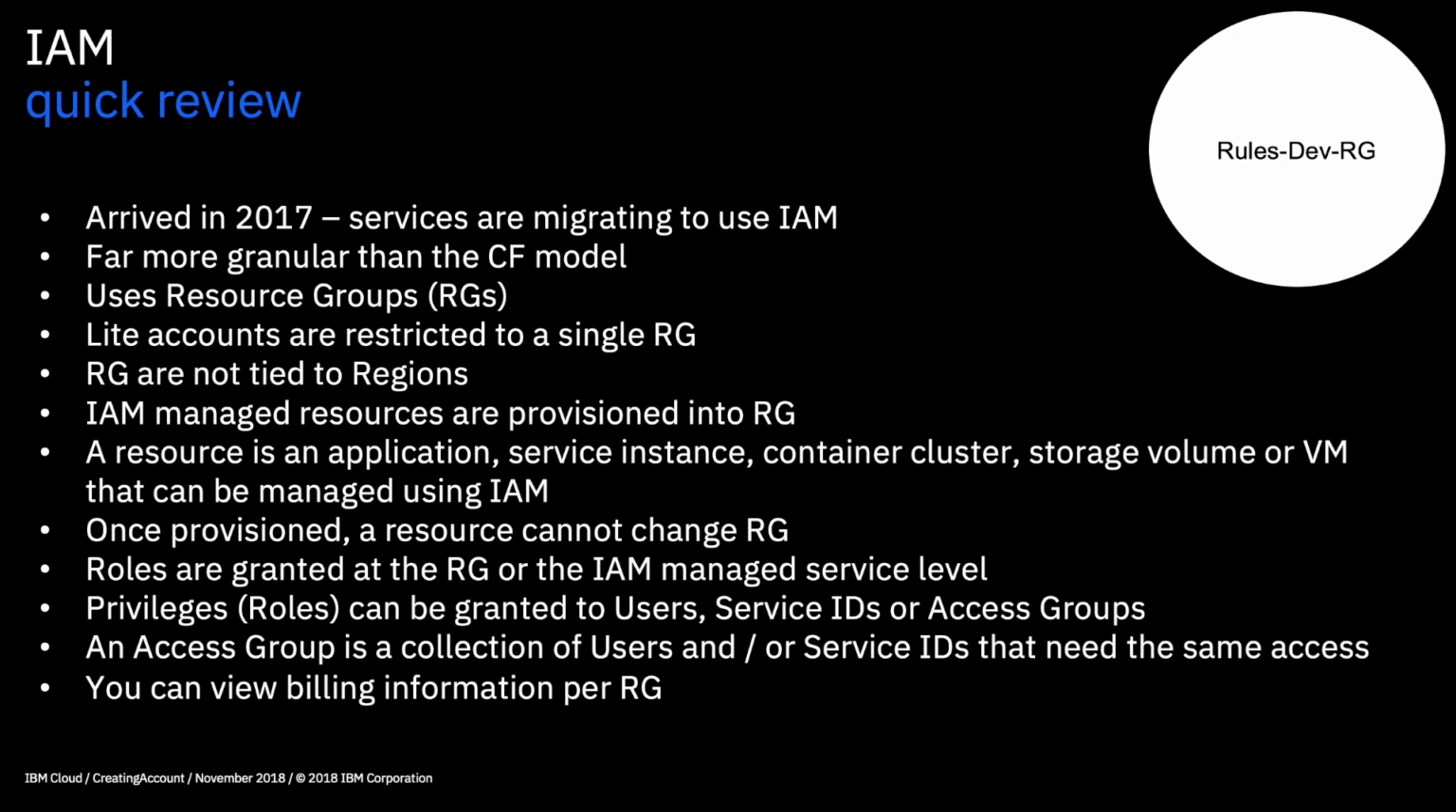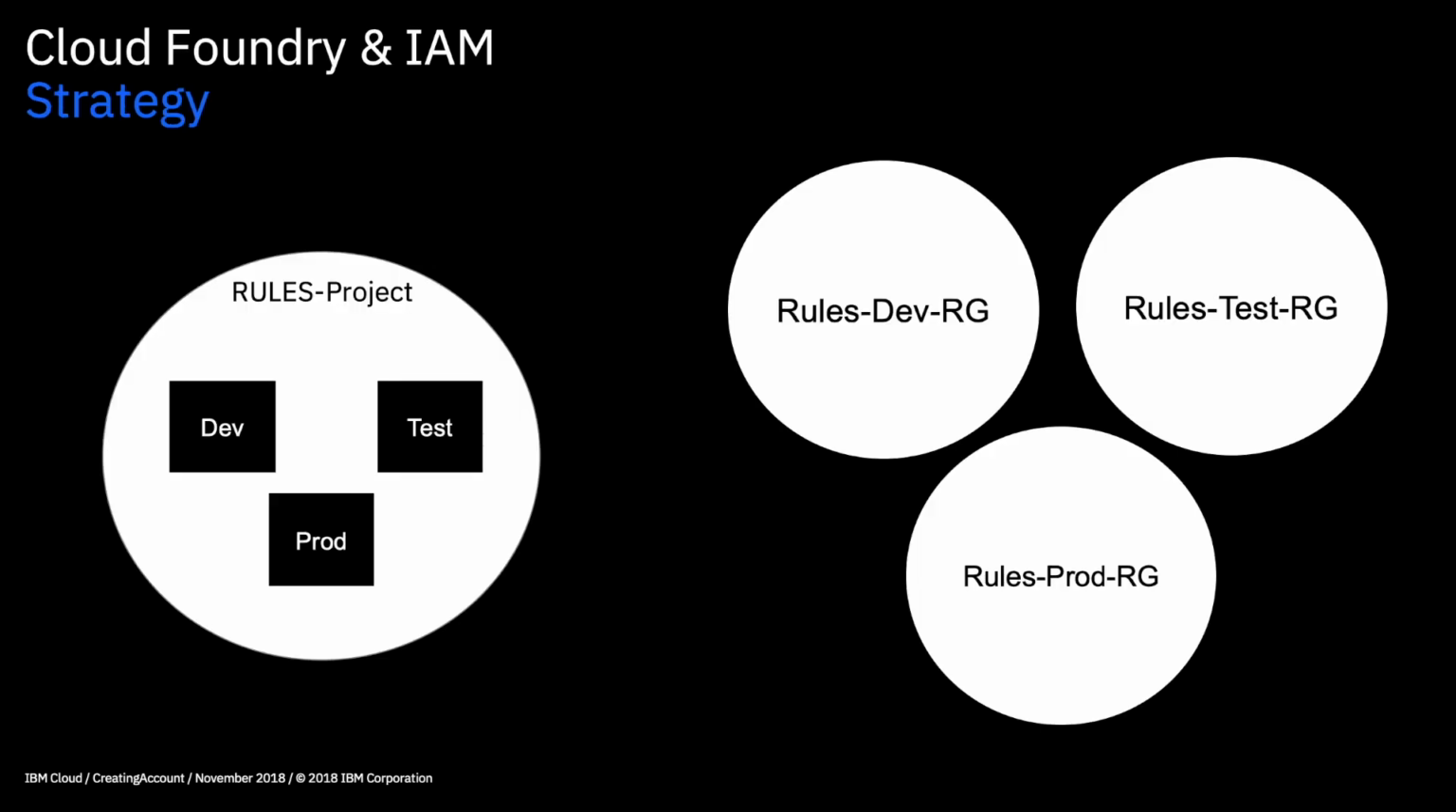An access group is a collection of users and or service IDs that need the same access roles, and this is a far quicker way to grant access to multiple users. And lastly, billing can be viewed down to the resource group level, which is important if you want to do cross-billing within your account and company. Okay, so we've learnt a lot so far, and there are just a few slides left where I wanted to show you some potential strategies.